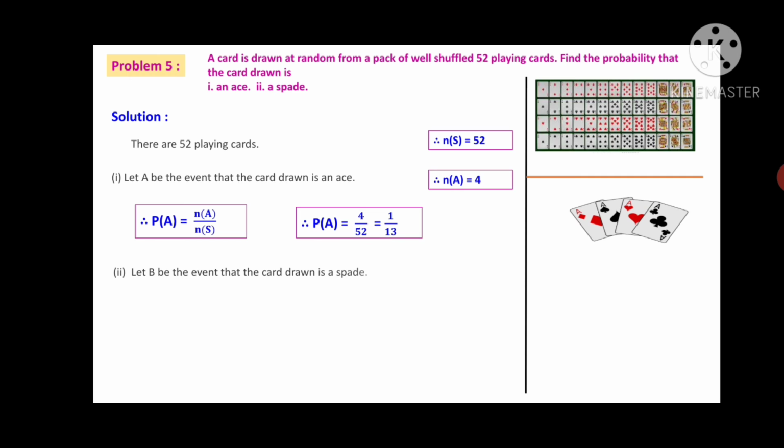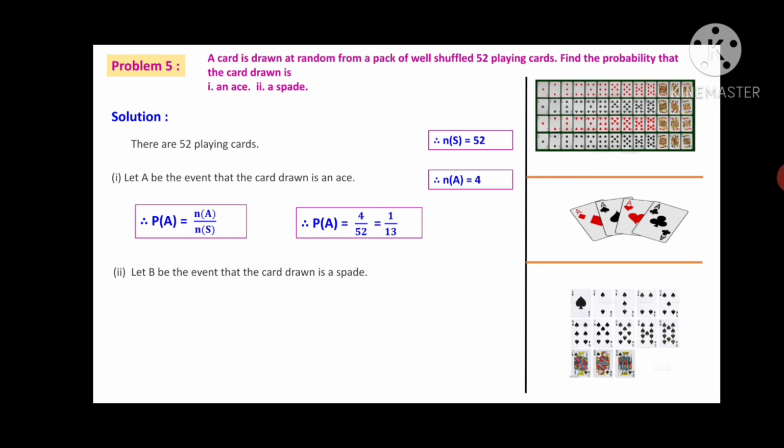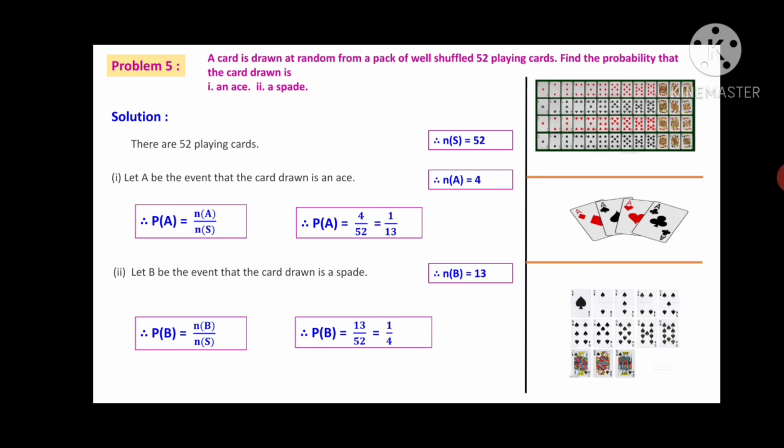Let B be the event that the card drawn is a spade. So the images of spade are like this. These are the 13 cards of spade. Therefore, n of B is equal to 13. Now, P of B is equal to n of B upon n of S. We have n of B is equal to 13 and n of S is equal to 52. Therefore, P of B is equal to 13 upon 52, which is equal to, after simplification, P of B is equal to 1 upon 4.